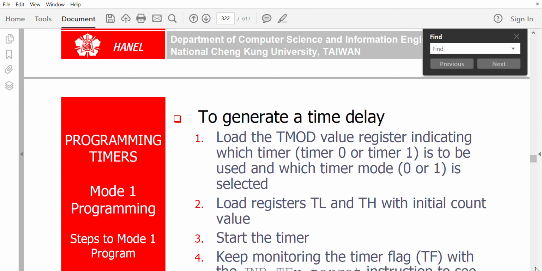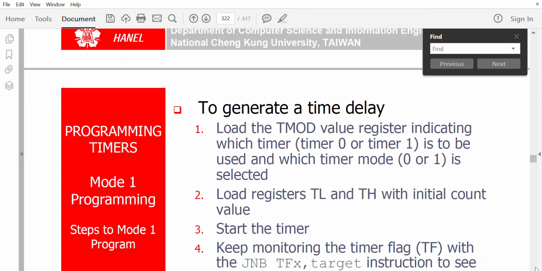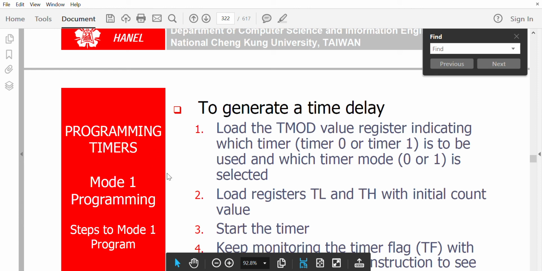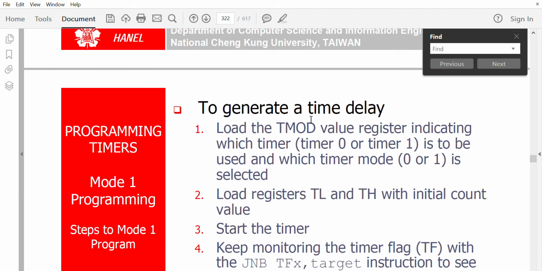Now next is to generate a time delay. Everything here is in mode 1 programming itself. If you want to generate a time delay, then load the TMOD register indicating which timer is to be used and which timer mode is selected. So you'll select a particular mode for a particular timer, either timer 0 or timer 1, and what is the mode of operation. Then again TL and TH are loaded with the initial value.